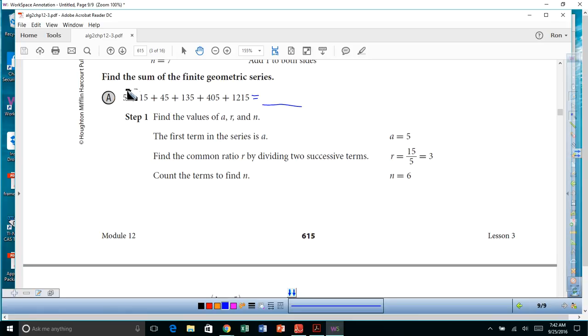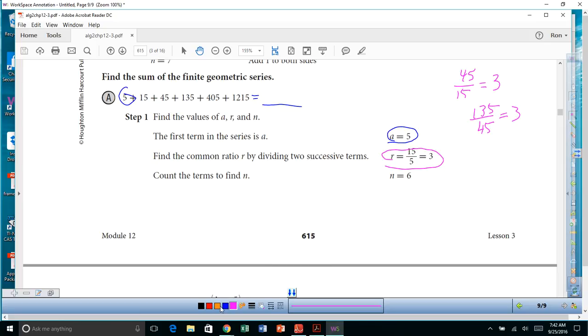A is the first term. And then find the common ratio. Well, they did 15 divided by 5. You could do 45 divided by 15. That would give you 3. You could do 135 divided by 45. That would give you 3. You could use any ones that you wanted to.